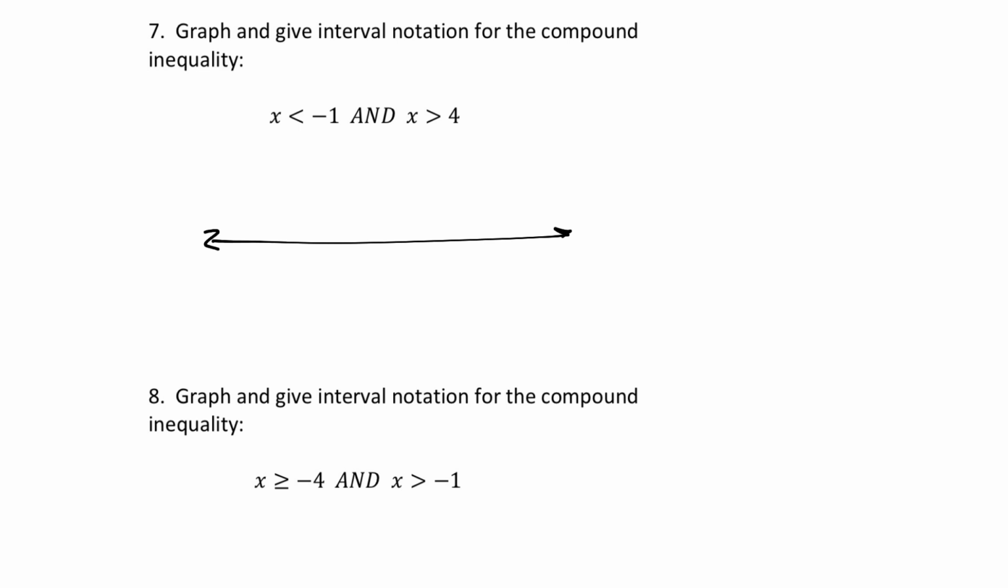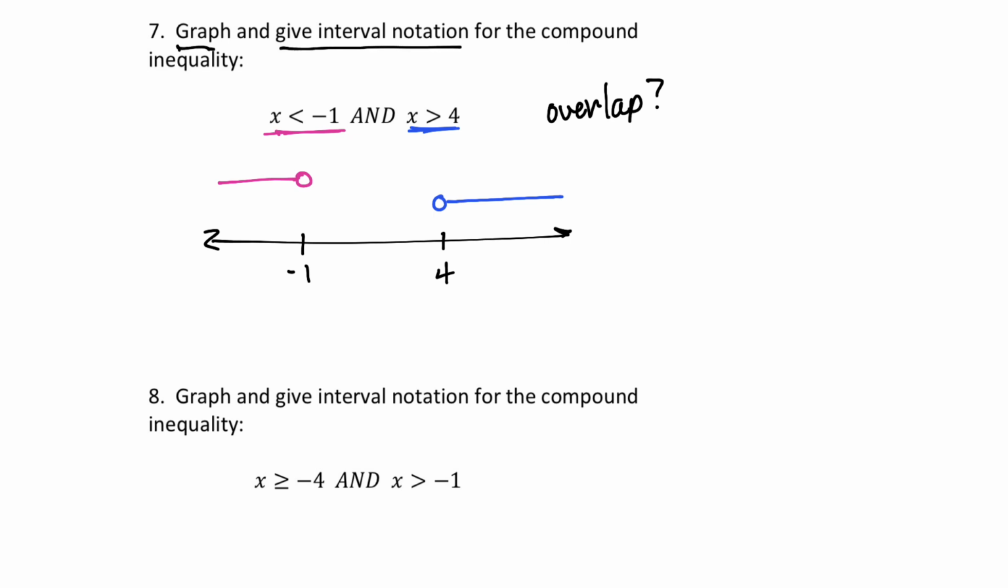So number line, -1, positive, I'm not going to go quite so far over. There we go, +4. And open at -1, sorry, to the left. And 4 is open and to the right. Now, where do they overlap? They don't, right? Okay, so there is no solution if it says graph and give interval notation. Okay, I can't graph it. Your graph is an empty line. So that is the graph.